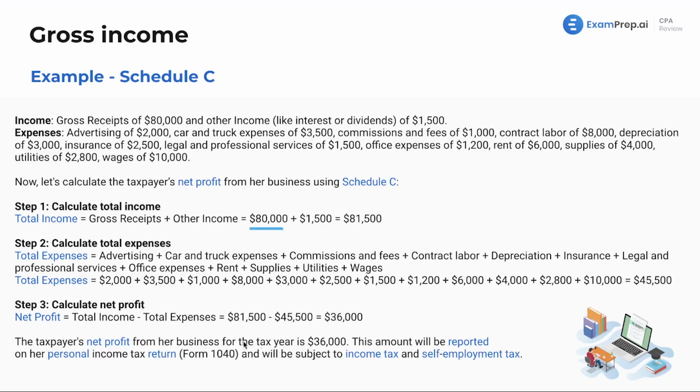So net profit is going to be $81,500 minus $45,500, giving us a final answer of $36,000. Now, the taxpayer's net profit from the business is $36,000. This amount is going to be reported on their personal income tax return, which is the Form 1040, which this is part of the 1040. Just remember that. And it is going to be subject to income tax and self-employment tax. Make sure you memorize that. If you know that, you'll be good to go. Lots of good examples. Let's keep running through a few more slides and we will be done.